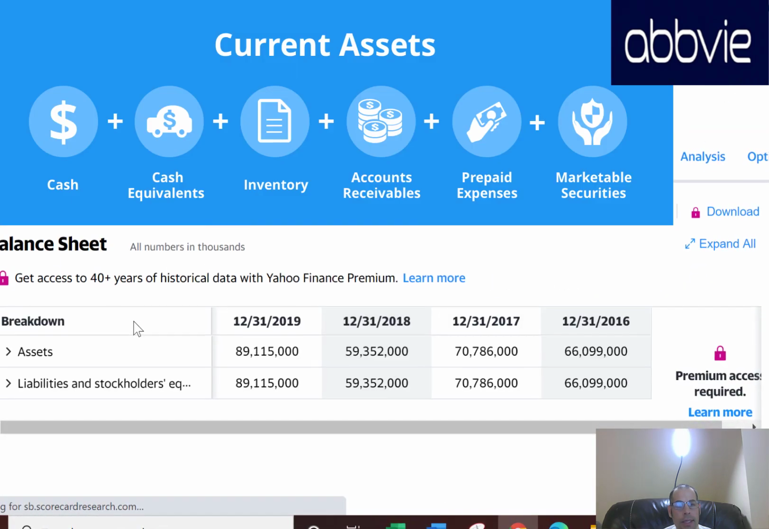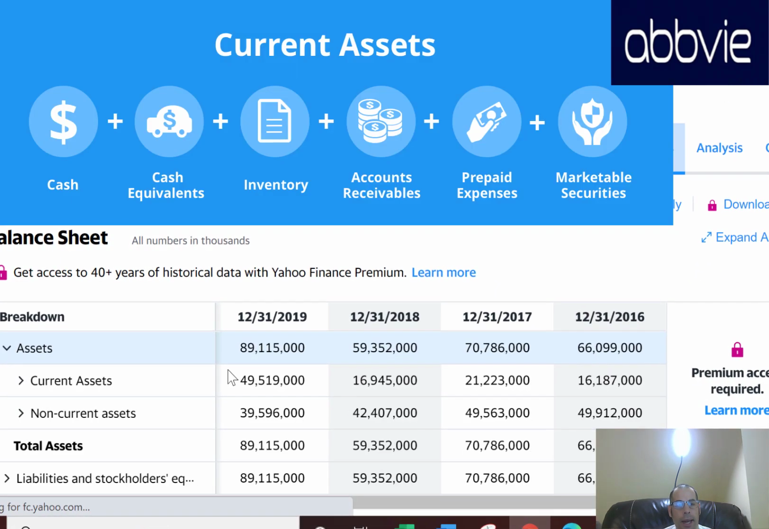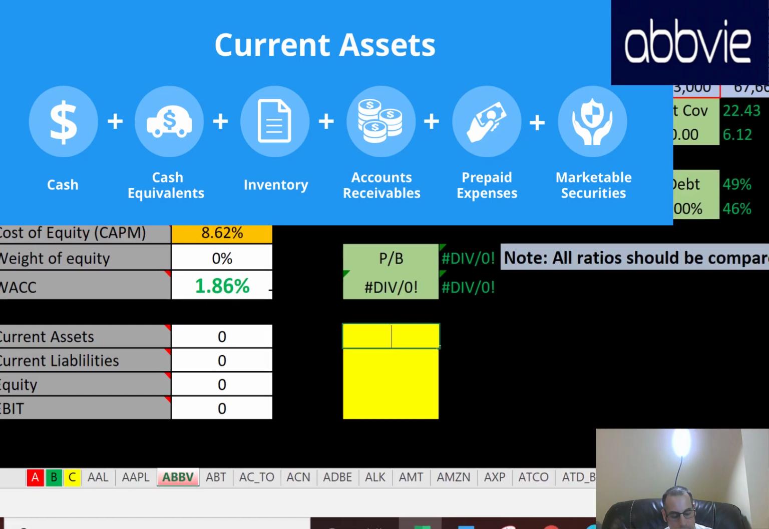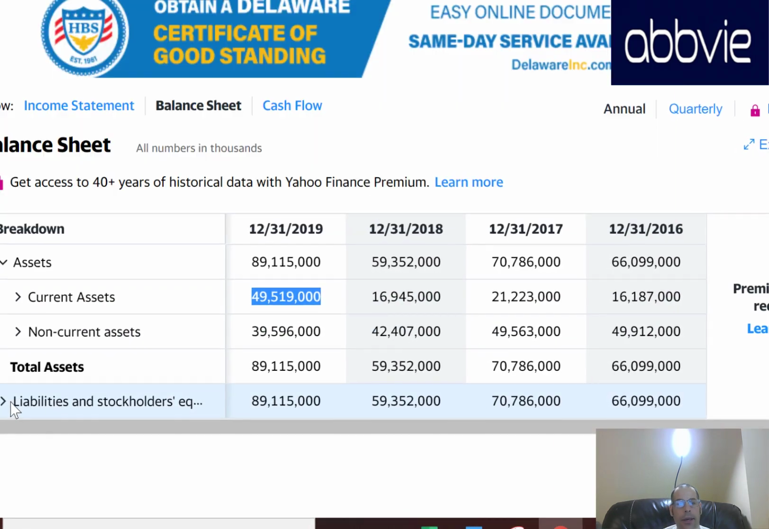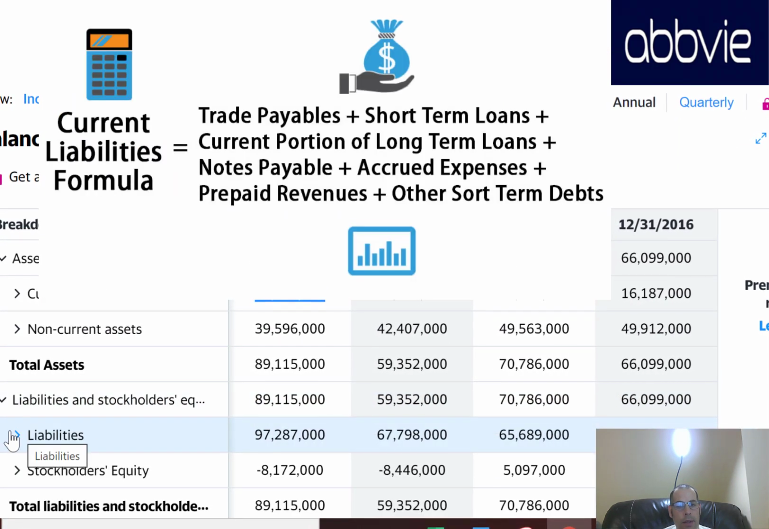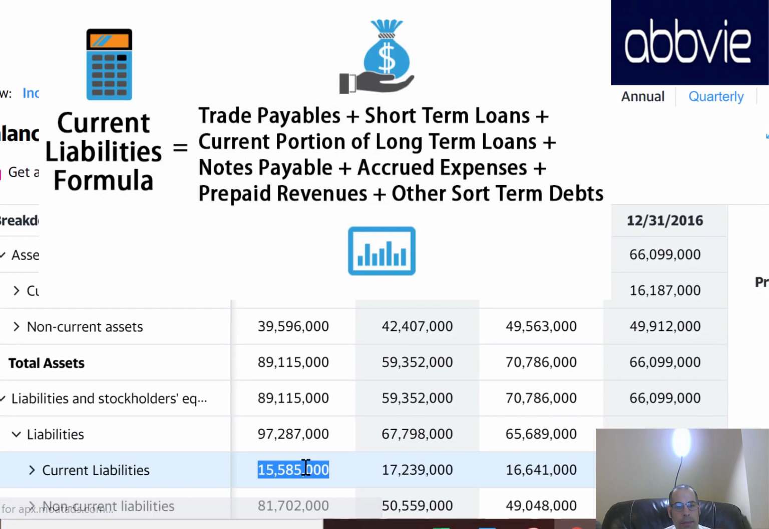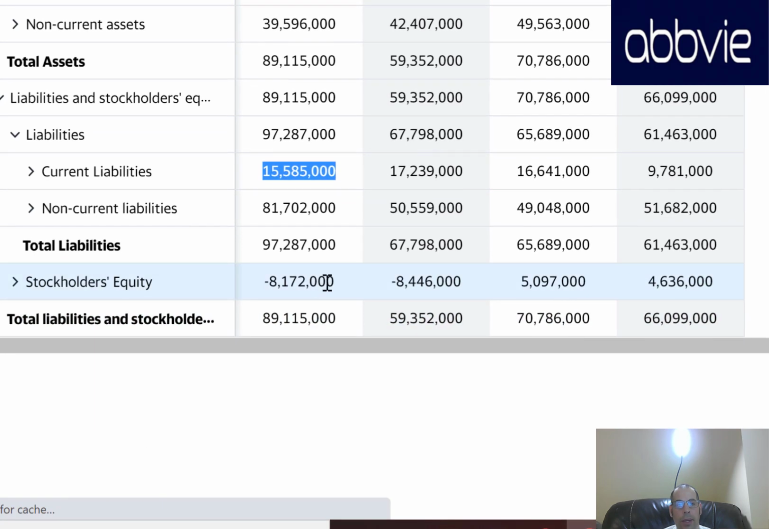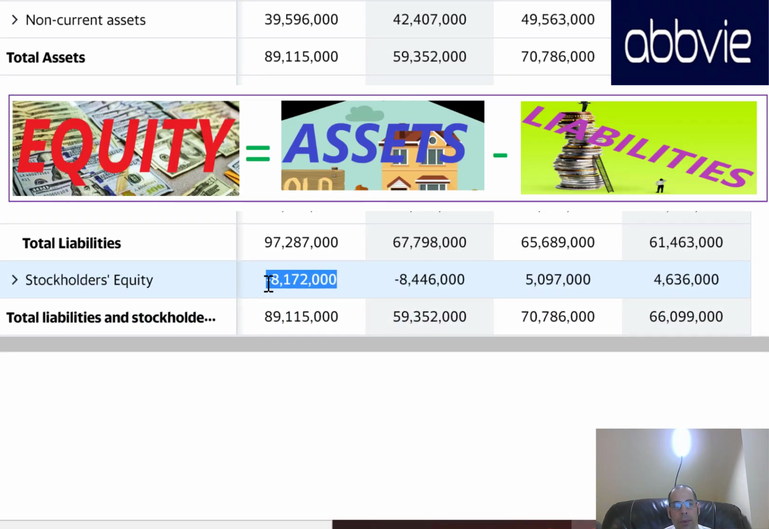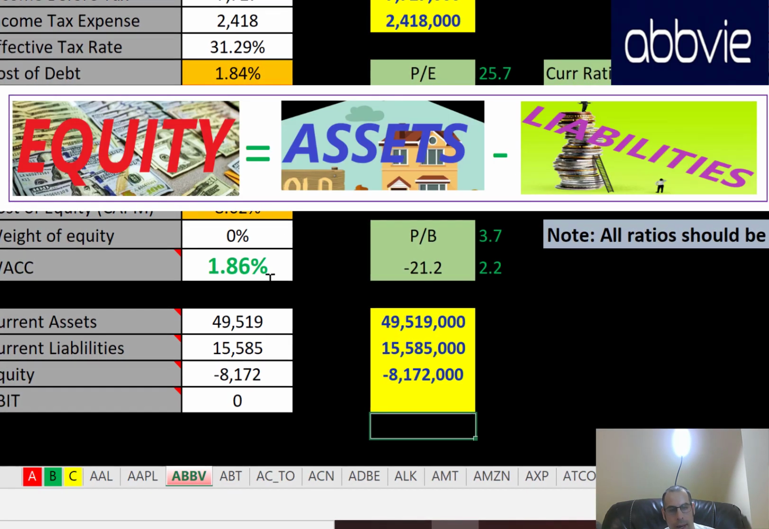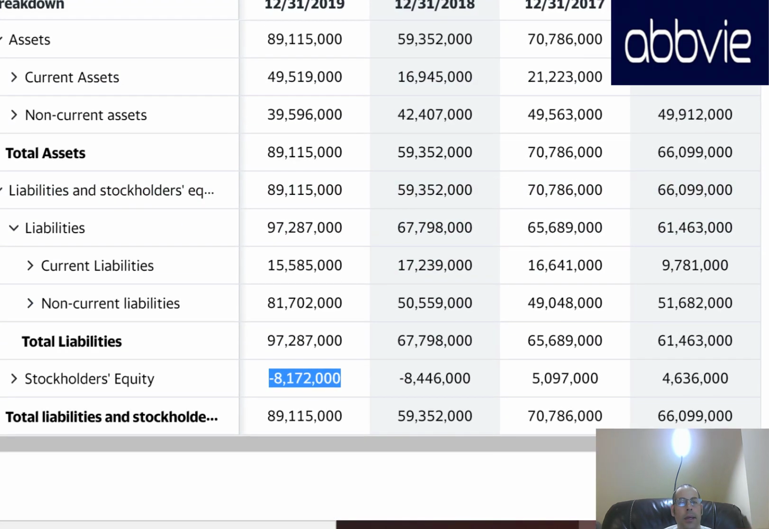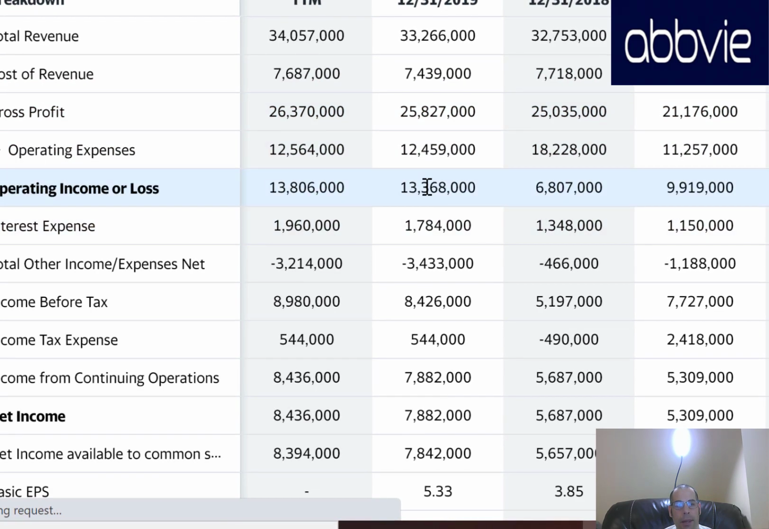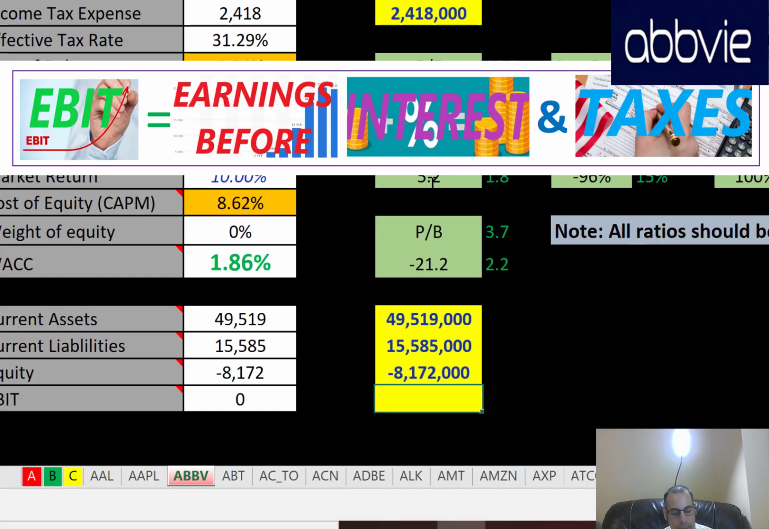Current assets are assets that can be transformed into cash within 12 months. And that's $49 billion. And let's get their current liabilities. Those are liabilities that are due within 12 months. And that's $16 billion. And let's get their equity. And they have a negative equity, which means their liabilities are more than their assets. Now we need the EBIT, that's earnings before interest and taxes, and that's on the income statement. That's the same as operating income, and it's $13 billion.